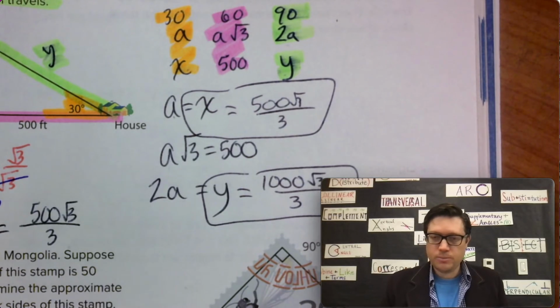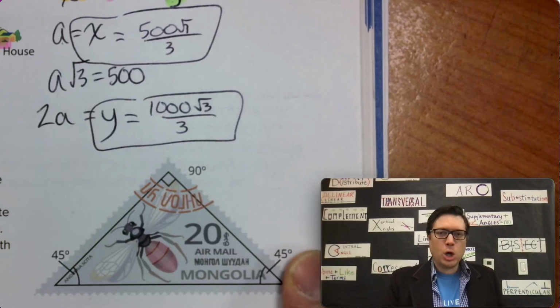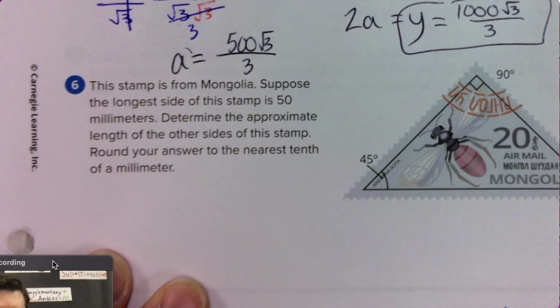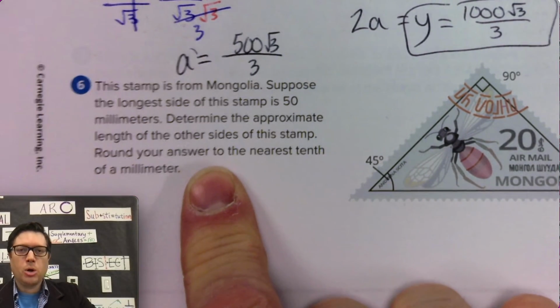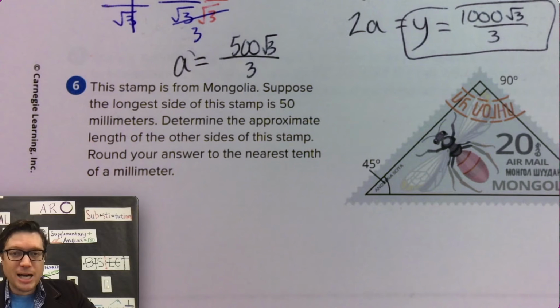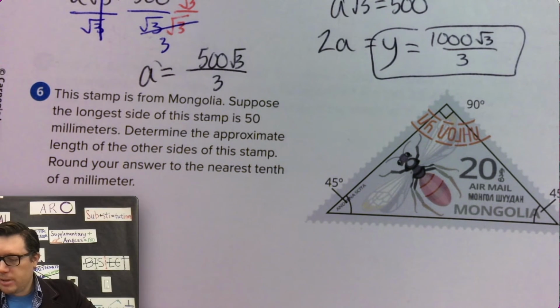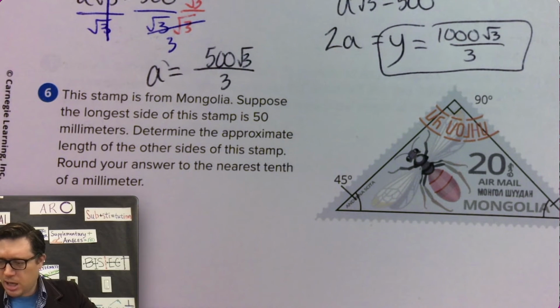Last one for this video. Wrapping it up. Let's get to it. This stamp is from Mongolia. Oh, hold up a second here. Move me off to the corner. About right there. Okay. This stamp is from Mongolia. Suppose that the longest side of this stamp is 50 millimeters. Determine the approximate length that the other sides of this stamp would be.